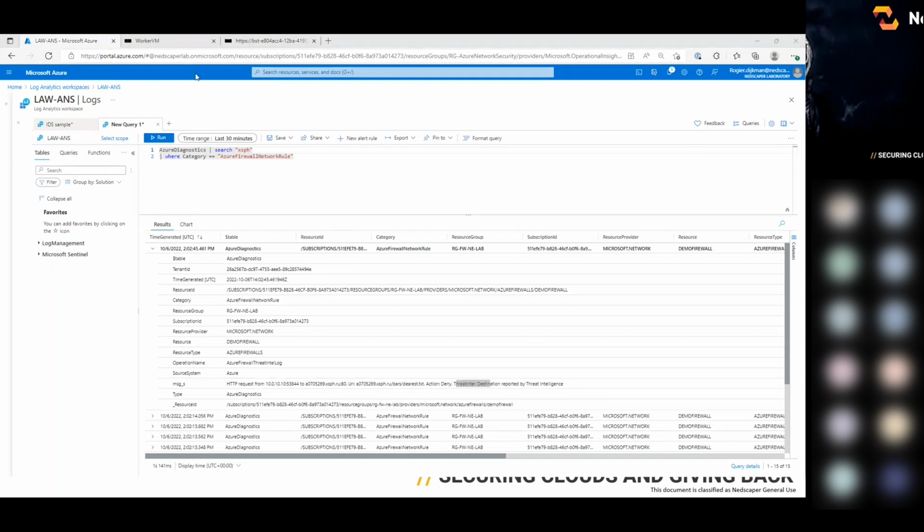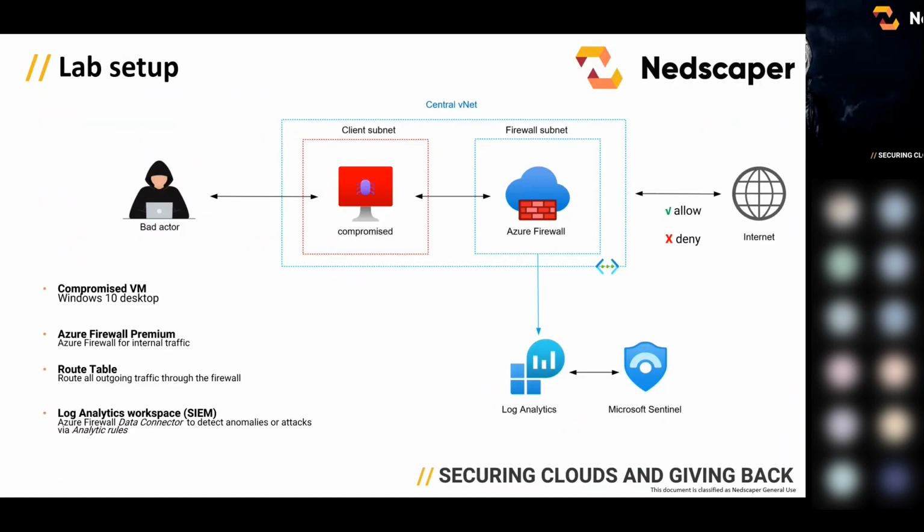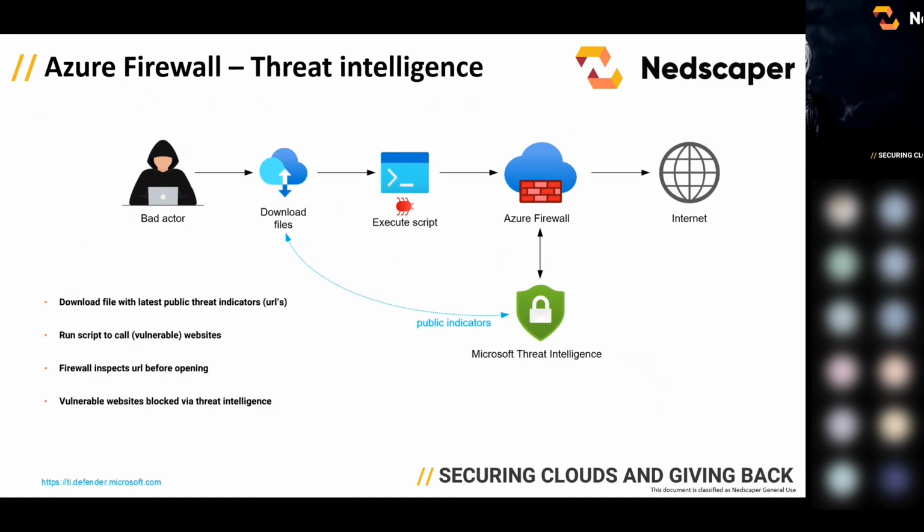I'll go back to the presentation. So the other situation that we have, there was actually the thing that we just did. We executed the script, downloaded files, which were the public identifiers. They ran through the firewall and the data flew out.